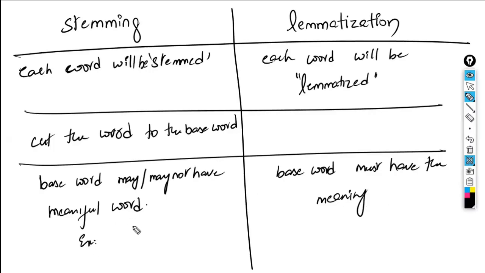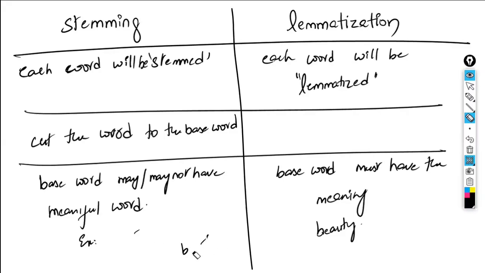Example. If you are converting the word beautiful and you do the stemming, it will convert to beauti. The meaning might be available, might not be available. Whereas with lemmatization, it is going to convert to beauty, which is a dictionary word. Lemmatization converts to the dictionary word, whereas stemming will not necessarily convert to the dictionary word.